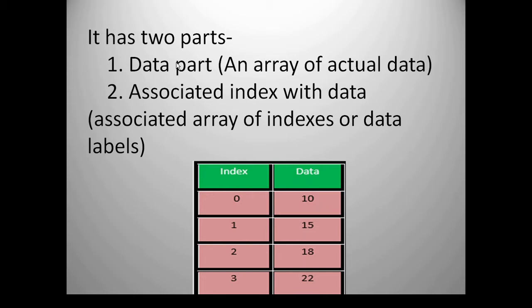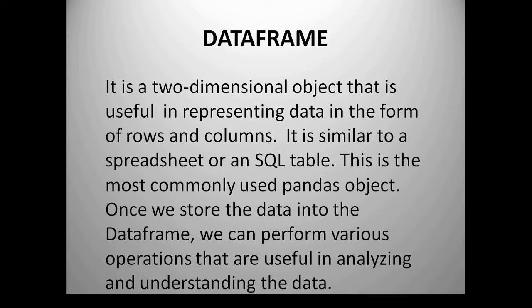Now it has two parts. First one is the data part. It is an array of actual data. In this you can see it's integer, and the second one is the associated index with the data. This is the associated array of indexes, or we can even say the data labels. Now the second data structure is DataFrame. It's a two-dimensional object that is useful in representing data in the form of rows and columns.